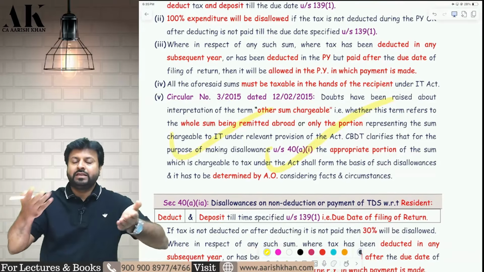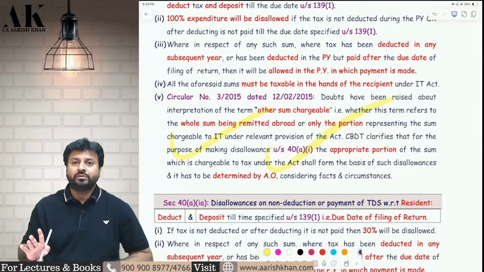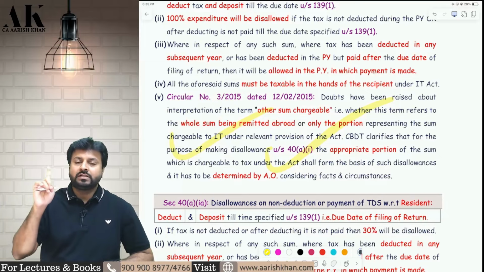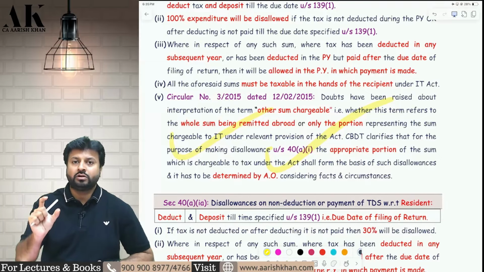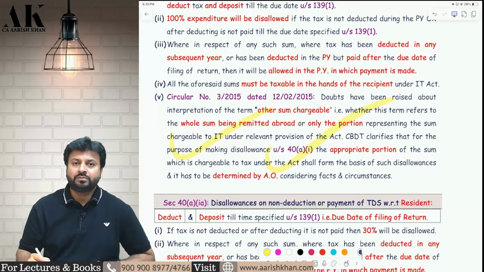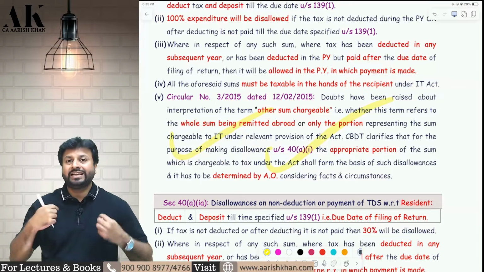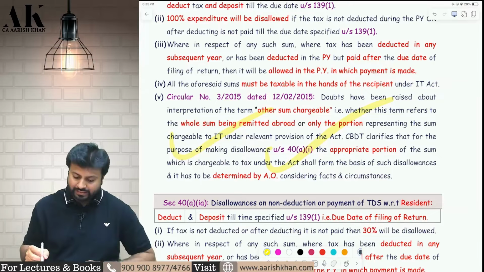For example, if I'm making a payment of 10 lakh rupees to someone and I know that it is not fully chargeable to tax in India, I should go to the assessing officer and ask him to compute the appropriate portion on which tax is deductible. Suppose he said that 6 lakh rupees is the appropriate portion out of 10 lakh. Then I should deduct tax on 6 lakh. If I don't deduct tax on 6 lakh, then 6 lakhs will be disallowed. Entire 10 lakh will not be disallowed.